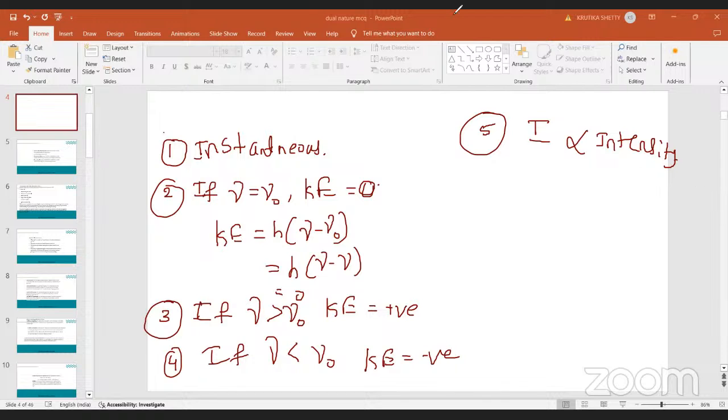So the points you have already studied in the previous case are similar, with a little modification, but the first and fifth conditions are the same. That is, it is an instantaneous process and the current is directly proportional to the intensity of the incident radiation. But with respect to frequency, we have three results. Suppose the incident frequency and the threshold frequency are equal, the kinetic energy is zero. Suppose incident frequency is greater than the threshold frequency, kinetic energy is positive. Suppose it is less than that, kinetic energy becomes negative. So this is regarding Einstein's explanation, students. Is it clear to everyone?